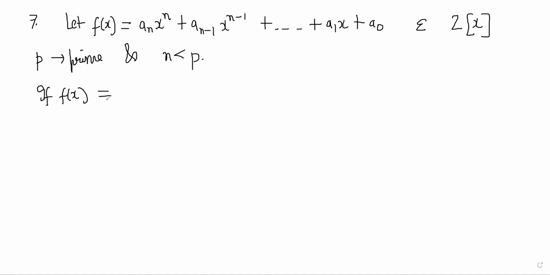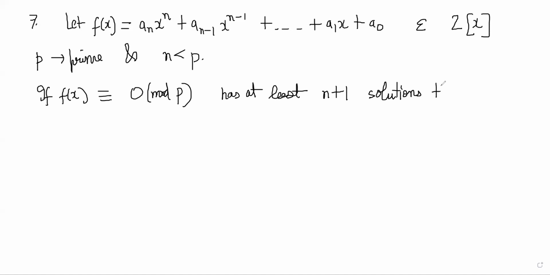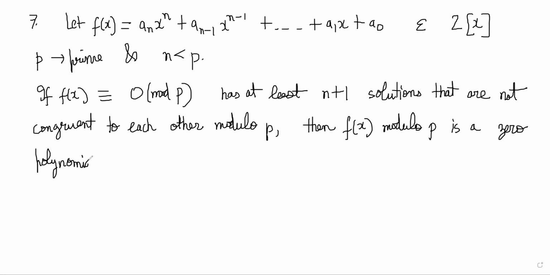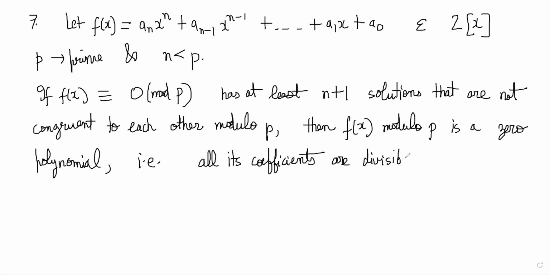If f of x is congruent to 0 mod P has at least n plus 1 solutions that are not congruent to each other modulo P, then f(x) modulo P is a zero polynomial, that is, all its coefficients must be divisible by P. So this is a consequence of Lagrange's theorem.